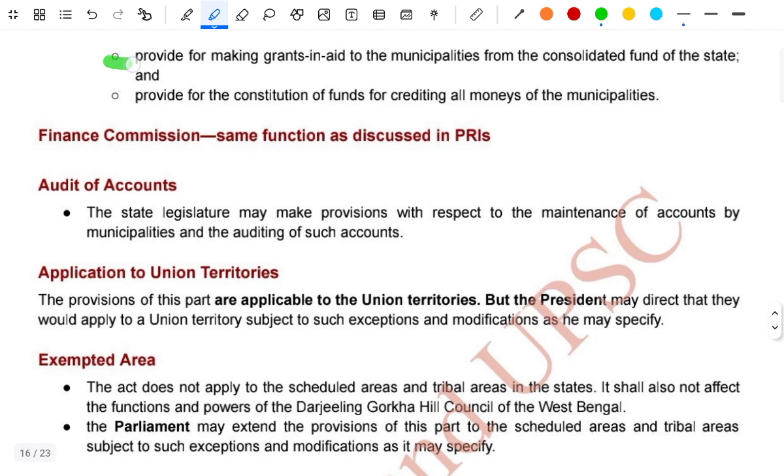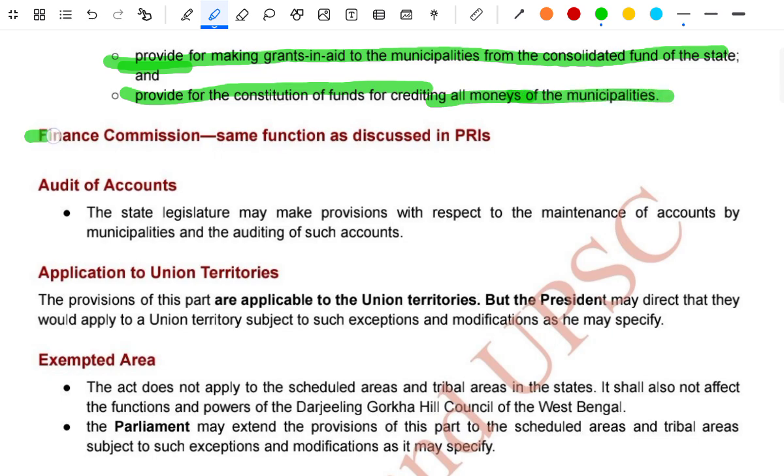It may provide for making grants-in-aid to municipalities from the consolidated fund of the state, and provide for the constitution of funds and the crediting of all monies to the municipalities. The finance commission has the same function as discussed in the Panchayati Raj institutions.